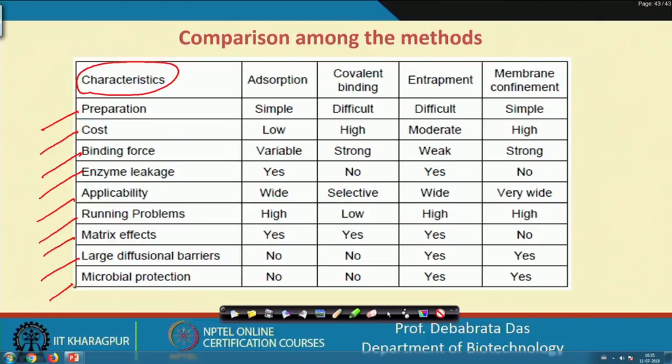Whether we are looking for the preparation of the immobilized enzyme, this will be very simple, or we are looking for the binding force between the solid matrix and enzyme will be strong, or we can find out the matrix effect, what the matrix effect is, and whether the applicability is wide. Then cost: whether you can incur a lot of expenditure.